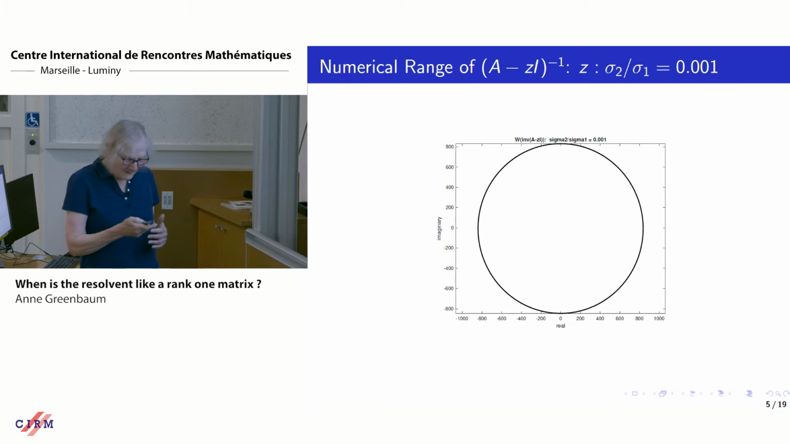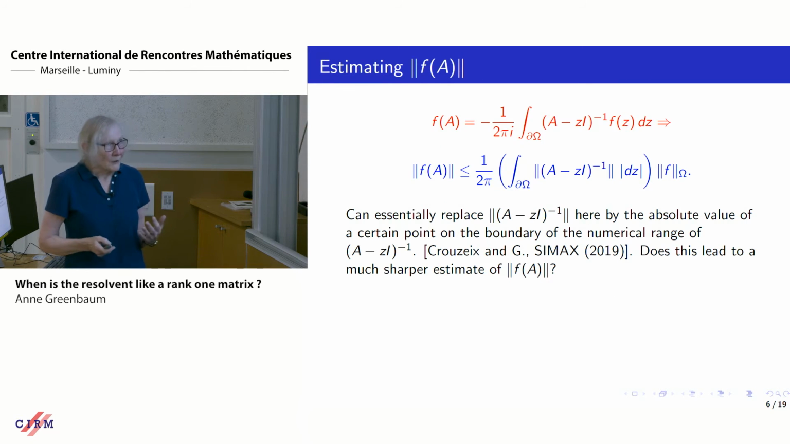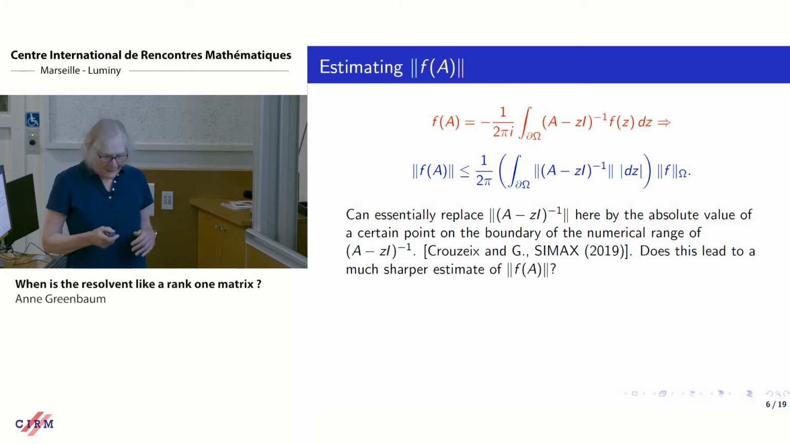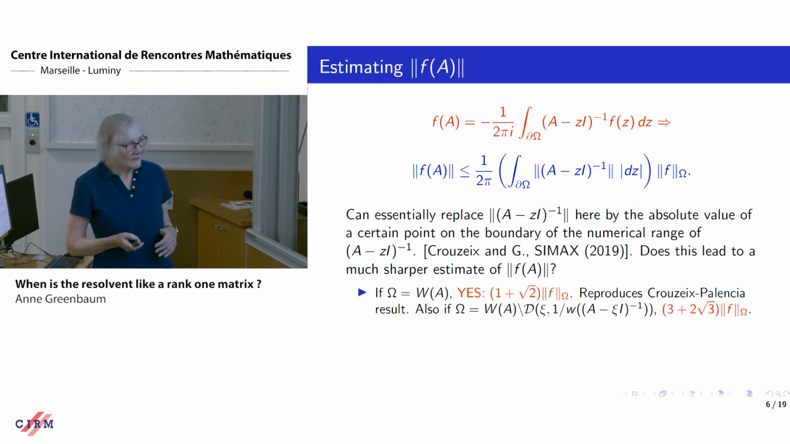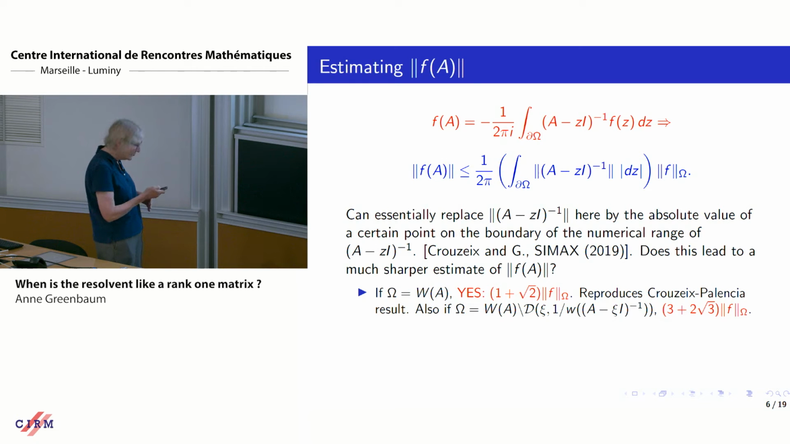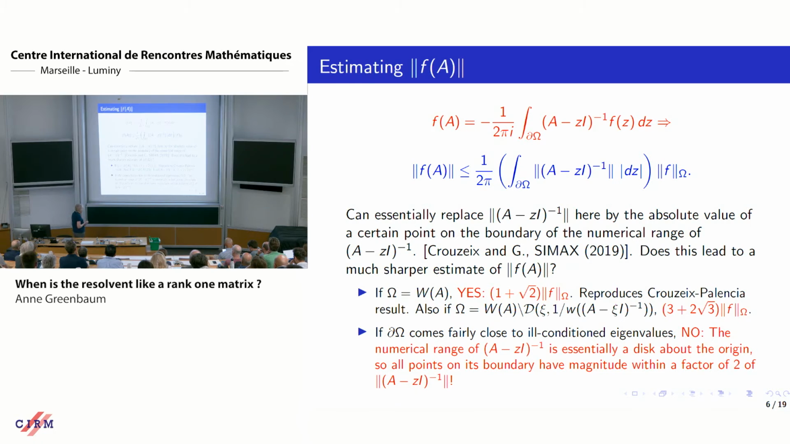So while this bound that replaces the norm by the integral of a certain point on the boundary of the numerical range of the resolvent leads to much smaller estimates of norm f of A on fairly large sets like the numerical range, on these smaller regions, it does not. So I wanted to understand why, and as I mentioned, it's because the numerical range of the resolvent looks like a disk about the origin.